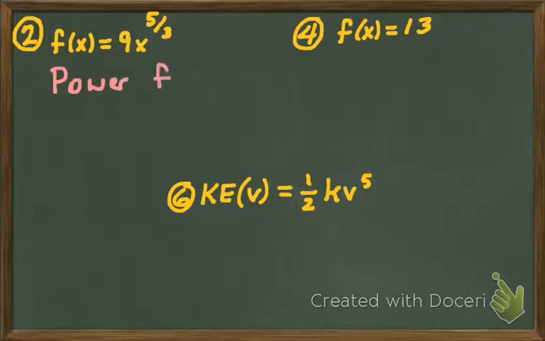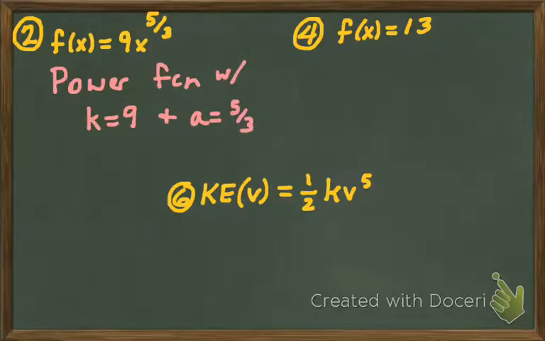Let's try that again. Power function with k, which is the coefficient, 9, or also known as the constant of variation or constant of proportion, and our exponent, or our power, is 5/3.